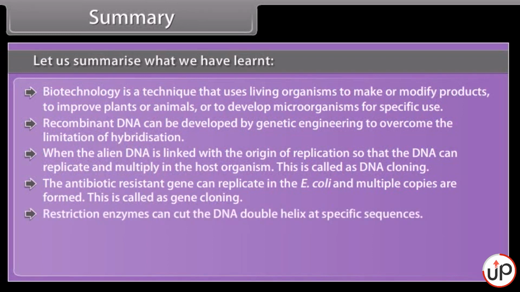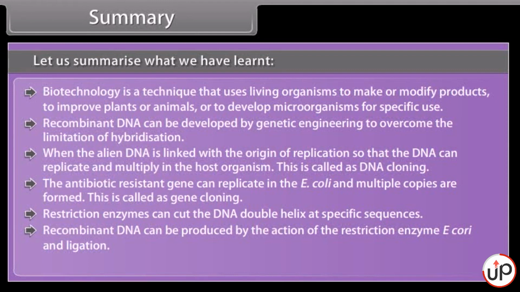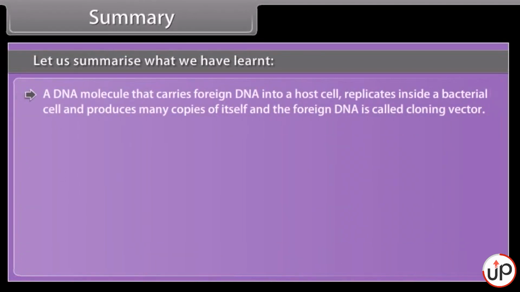Restriction enzymes can cut the DNA double helix at specific sequences. Recombinant DNA can be produced by the action of the restriction enzyme, E. coli, and ligation. Gel electrophoresis is used to separate DNA fragments. A DNA molecule that carries foreign DNA into a host cell, replicates inside a bacterial cell, and produces many copies of itself and the foreign DNA is called a cloning vector.